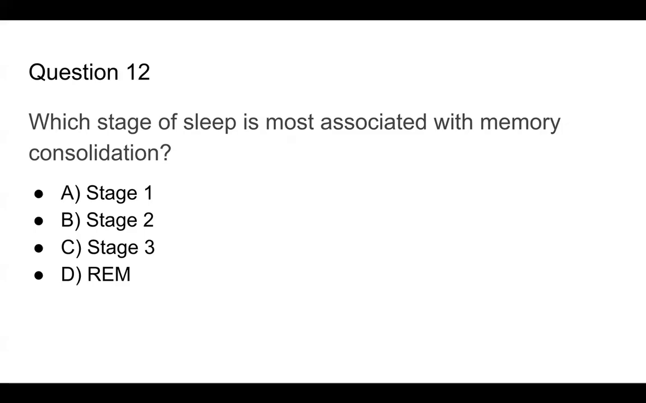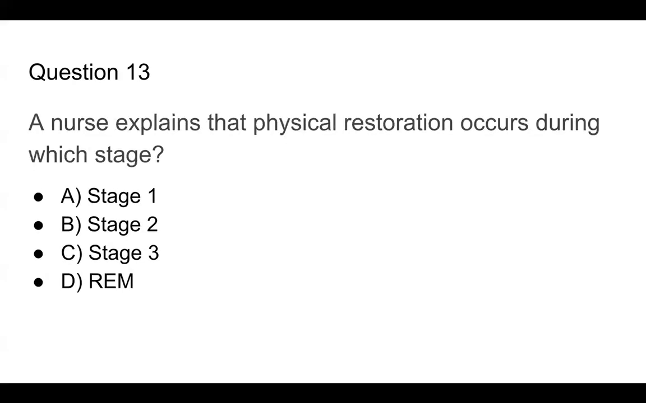So the correct answer to this one is going to be B, stage two. So sleep spindles are occurring in this stage. And because of the sleep spindles, that's where we see that really critical piece of memory consolidation. So that's what makes this stage two.